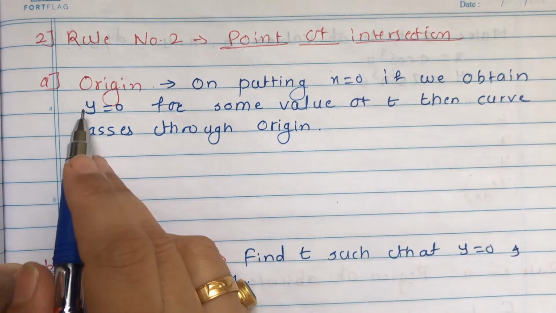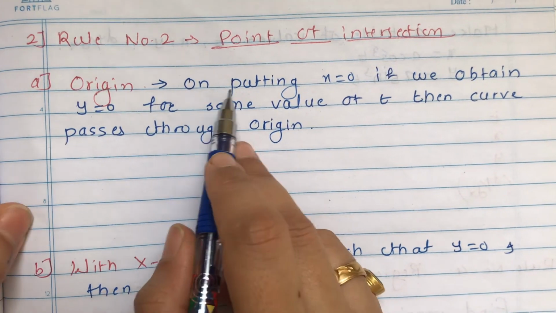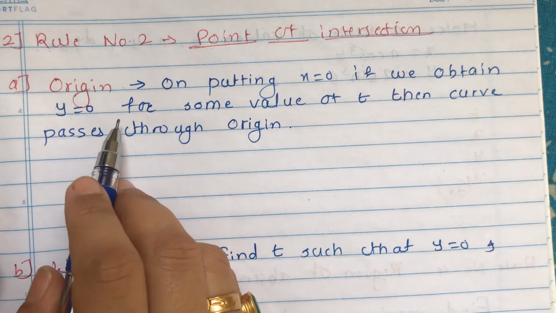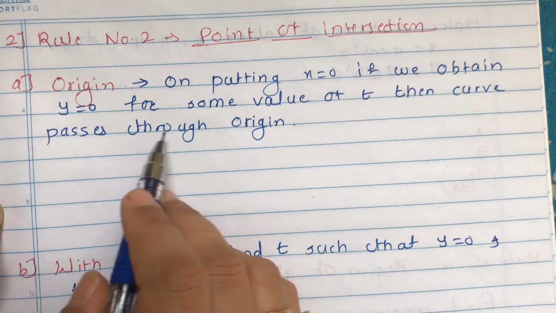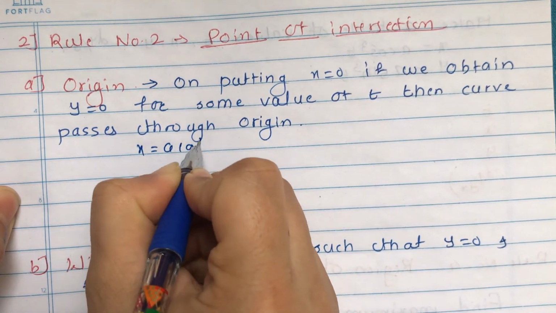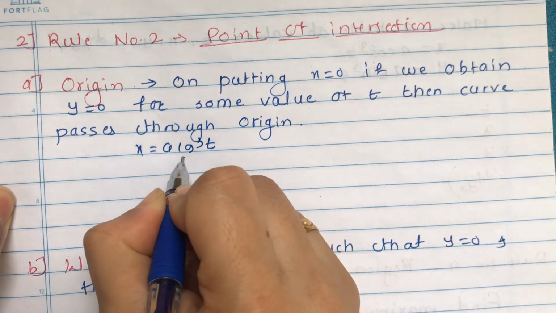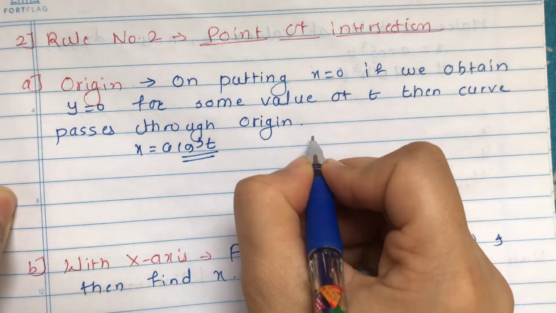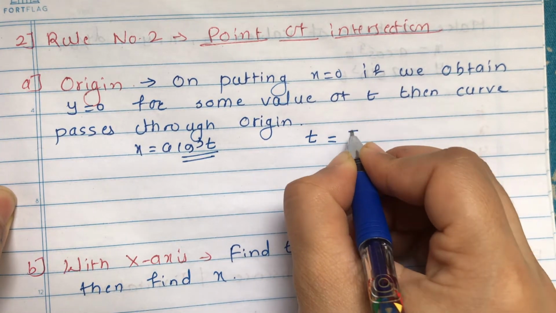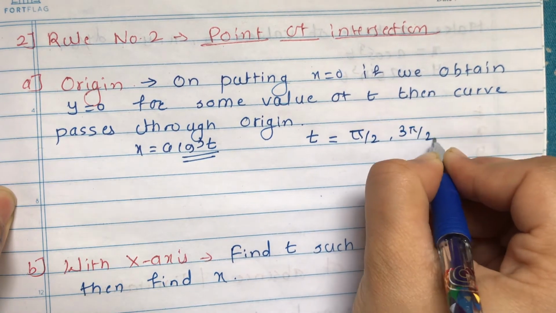Point of intersection. So first we will check whether the curve passes through origin or not. The condition is, on putting x is equal to 0, if we obtain y is equal to 0 for some value of t, then the curve passes through origin. So x is equal to a cos cube t, we have to put this value as 0. Now this x is equal to 0 when t is equal to pi by 2 and 3 pi by 2.